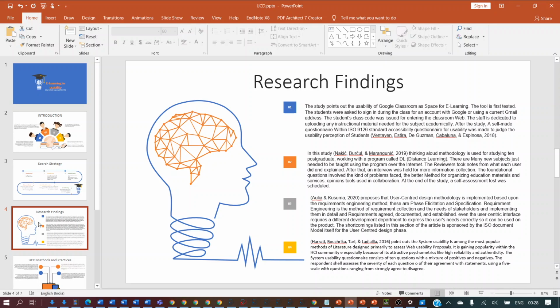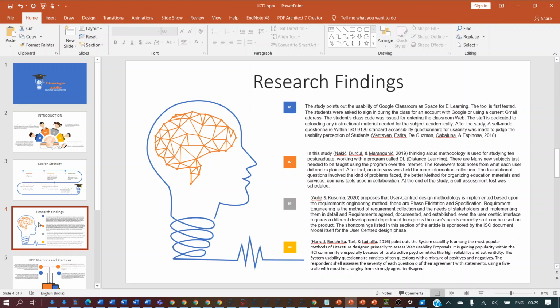Similarly, in another study, a think-aloud methodology was used to work with a program called distance learning. There are many subjects that needed to be taught using this program over the internet, so the reviewers took notes from each other and explained. After this, an interview was conducted for information collection, and questions covered the kind of problems faced and the better method for organizing education materials.